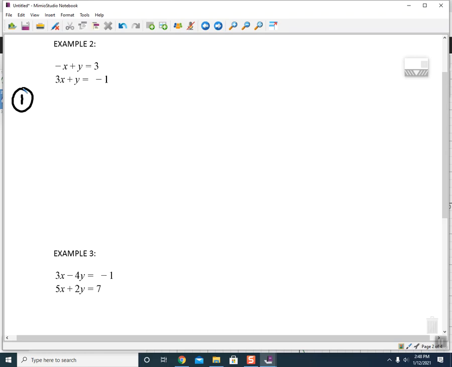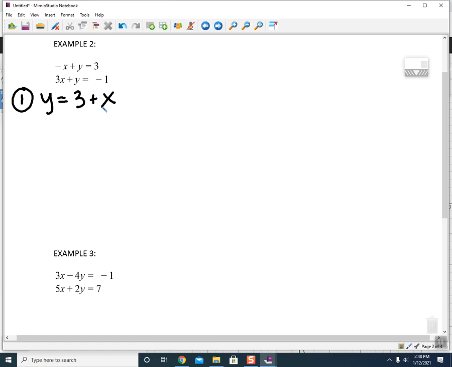I also like to look for negatives, and here's why. I think that adding is easier than subtracting. So if I see a negative, that tells me that to solve something, I'm going to have to add. So I would probably choose the first equation, negative x plus y equals 3, because all I need to do to get y by itself is add x to both sides, right? So then I get y equals 3 plus x.